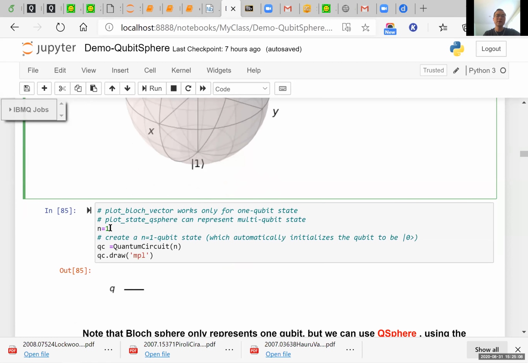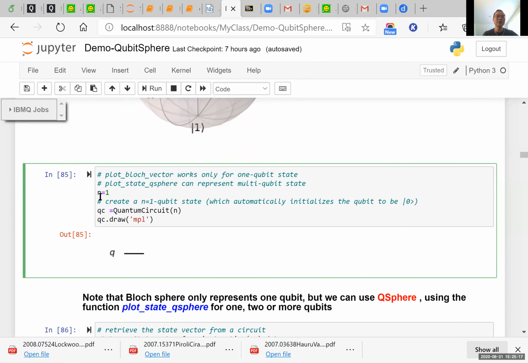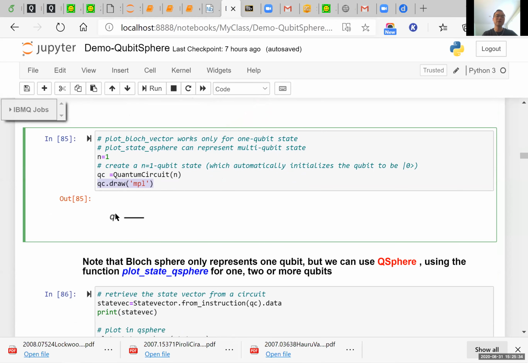So, there is a function called Qsphere. Qsphere can actually represent multiple qubit states, but I want to illustrate by drawing the quantum circuit. Suppose n equals 1, which is 1 qubit. I define it as a quantum circuit of 1 qubit and call it QC. I can draw this circuit just after initializing it, so it's really just nothing. Assume the state of Q is 0 in the beginning.